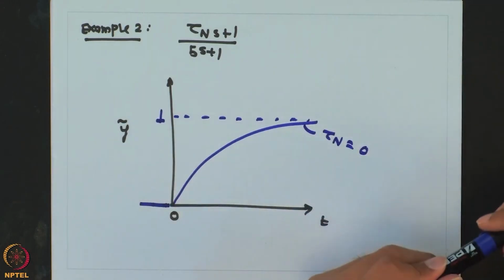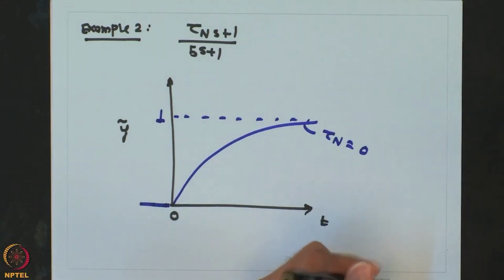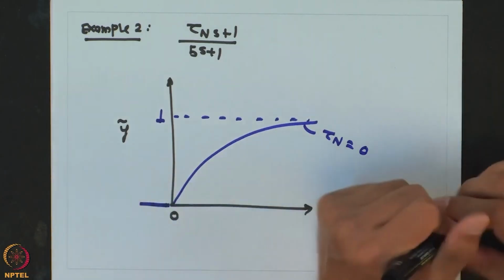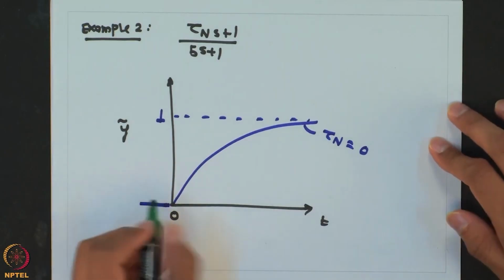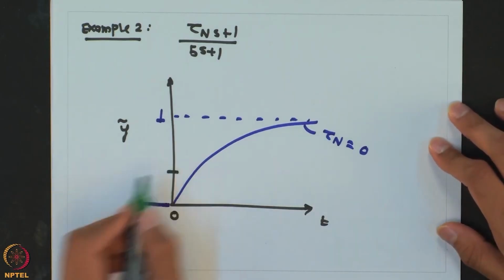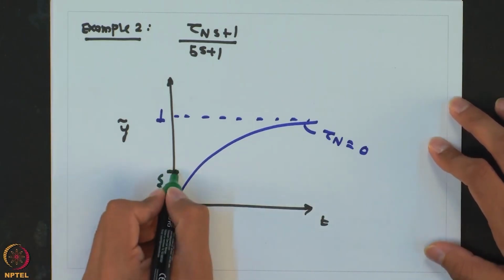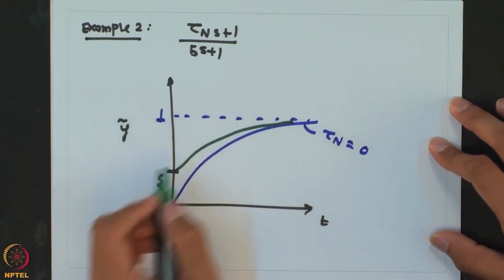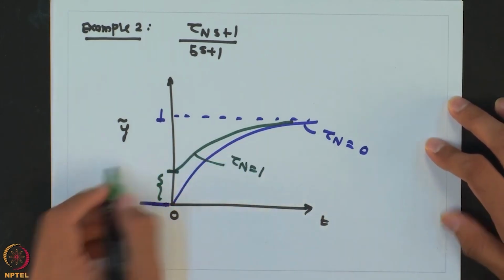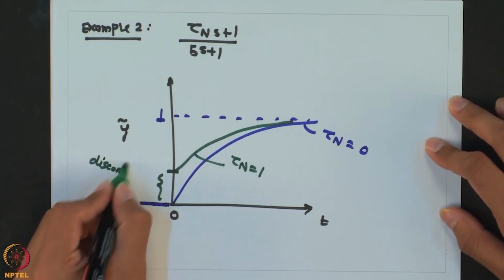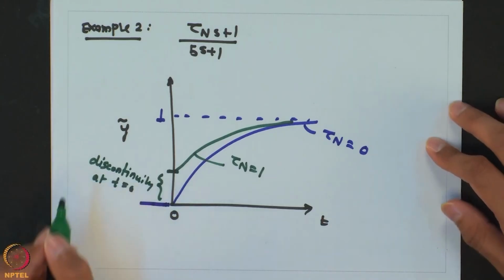Now, if we increase tau n beyond this value, what you would see is that the response does not start at 0. So, up to time t equal to 0, the response is 0, and suddenly the response starts at some non-zero value and then goes to the final value as a first order response. So, let us say this is tau n is equal to 1. So, there is a discontinuity at t equal to 0.